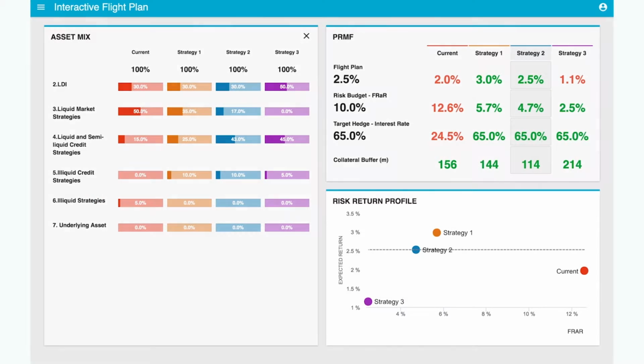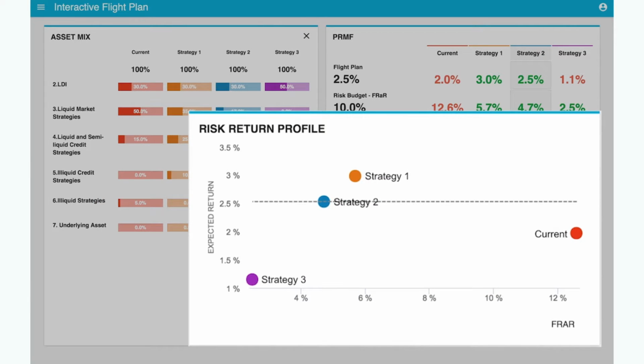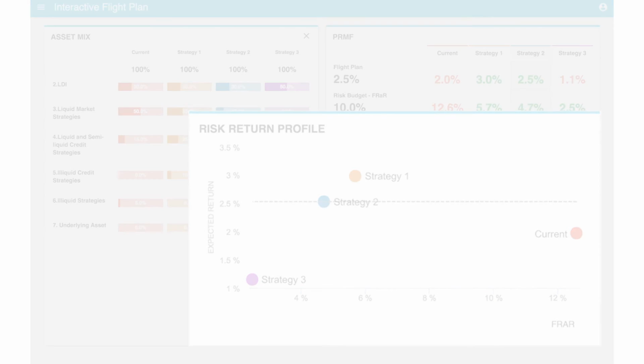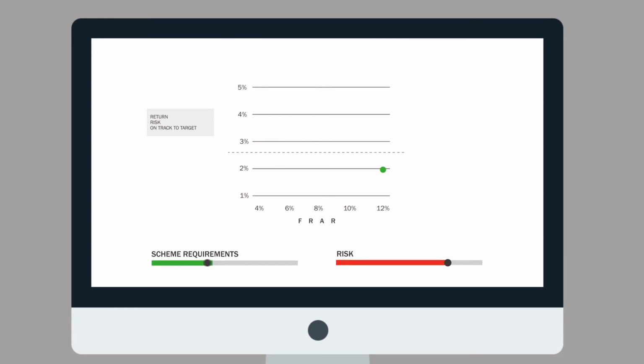So, to wrap up, this panel gives an overview of our starting point and a number of alternative strategies. We started from a place that was below the scheme's required return, represented by the dotted line, and too risky, represented by being over to the right-hand side of this diagram. By using liability hedging and more diversifying asset strategies, we've managed to meet the scheme's required return and reduce risk, putting the scheme on a more stable path to full funding.